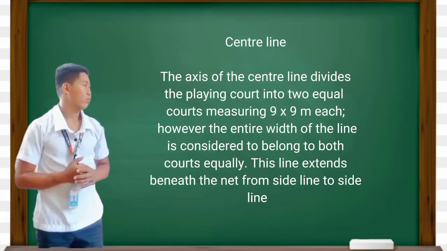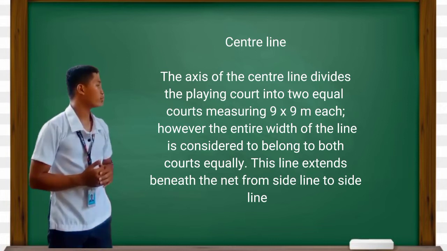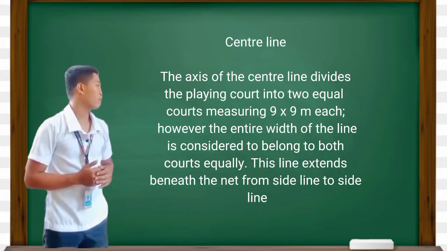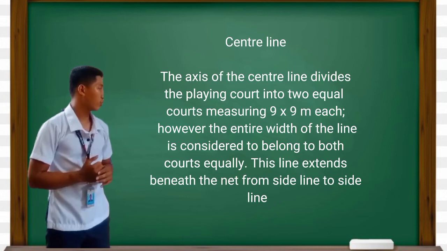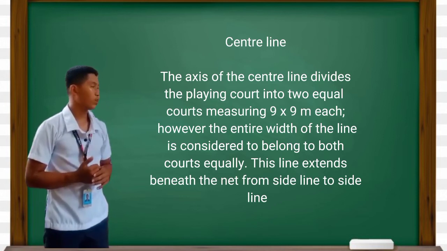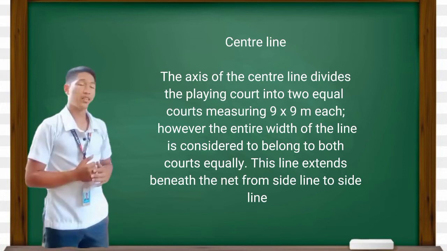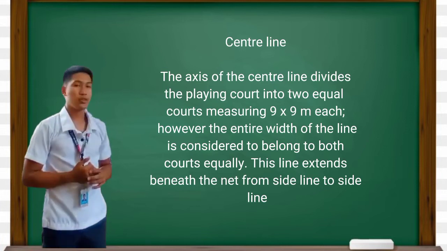The axis of the center line divides the playing court into two equal courts measuring 9 meters each. However, the entire width of the line is considered to belong to both courts equally. These lines extend beneath the net from sideline to sideline.